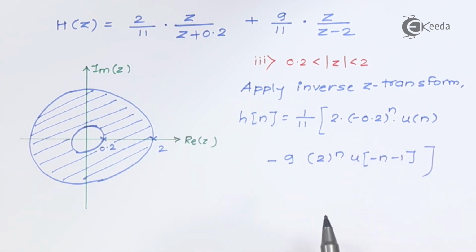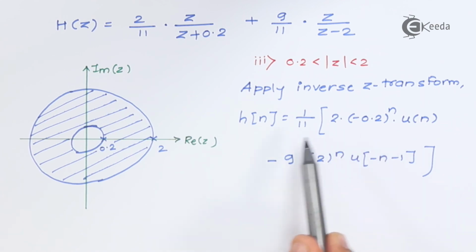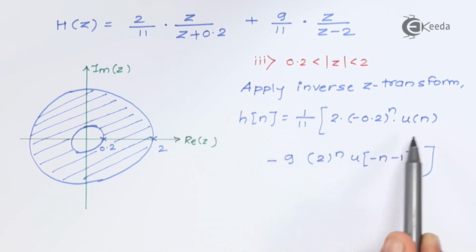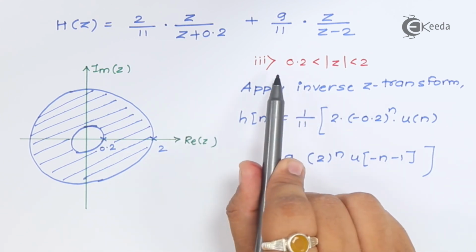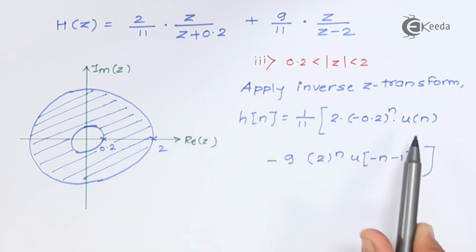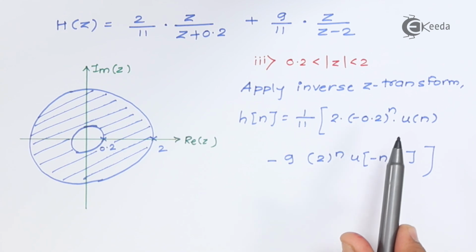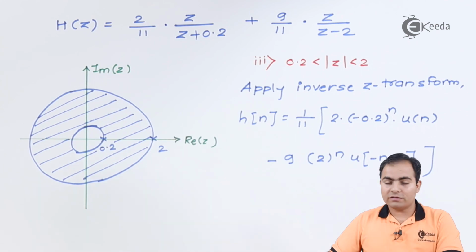So this is all about ROCs and the inverse transform. According to the ROCs, the h(n) value changes. What are the changes you can see? Now here you can see the changes in h(n), and these changes are basically because of the ROCs. If the ROC is causal, then we will always place u(n). If the ROC produces a non-causal one, then u(n) is replaced by minus u(-n-1). So this is all about the ROC.